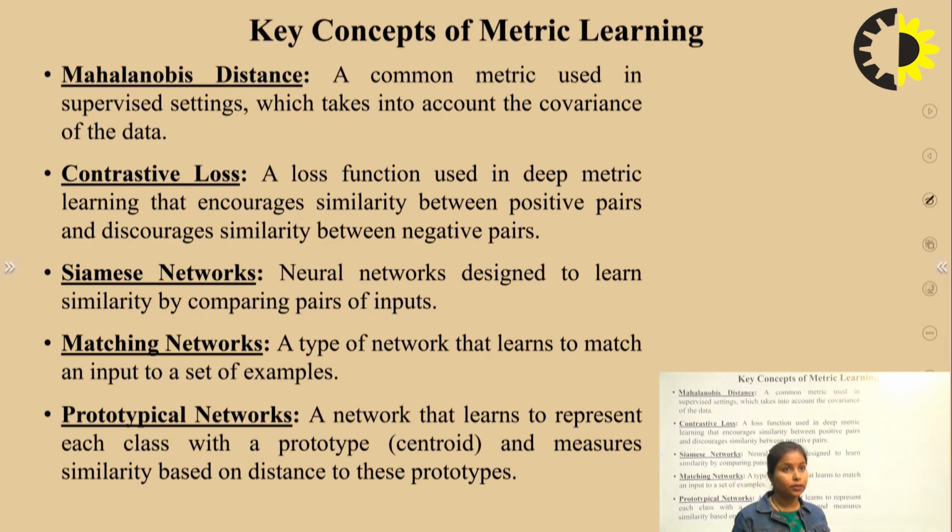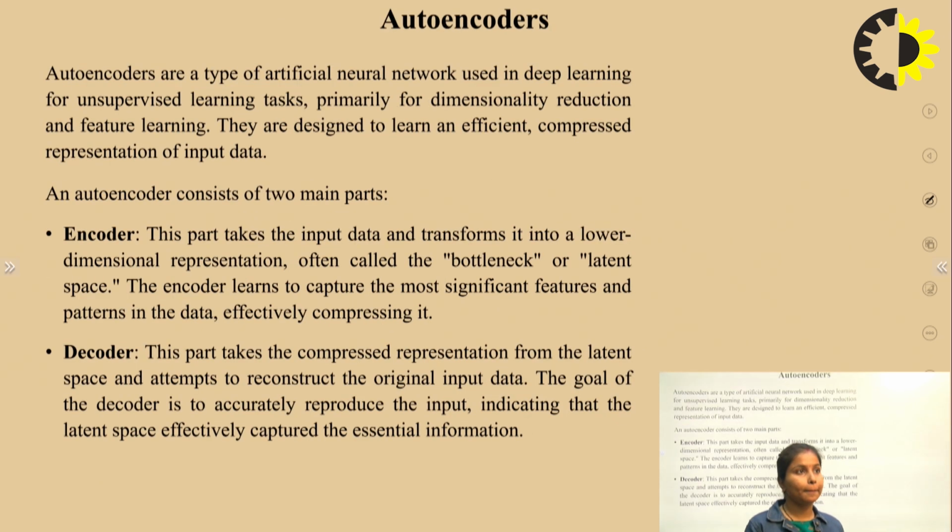Mahalanobis distance. In this, we use supervised settings which take into account the covariance of data. Contrastive loss, a loss function used in deep metric learning that encourages the similarity between positive pairs and discourages the similarity between negative pairs. Siamese networks, a neural network designed to learn the similarity by comparing pairs of data. Matching networks, a type of network that learns to match an input to a set of examples.